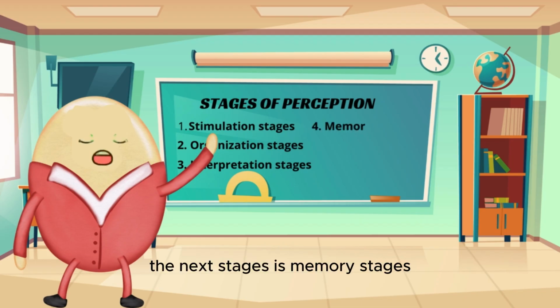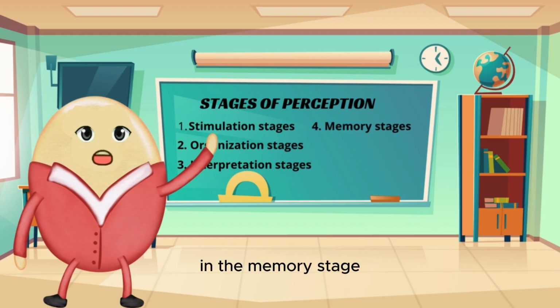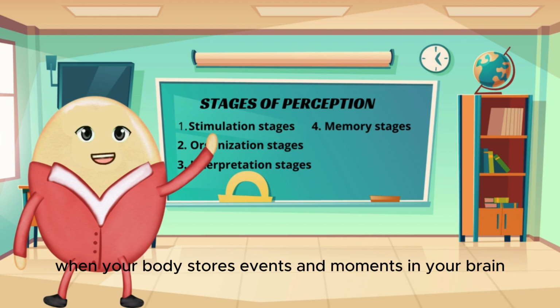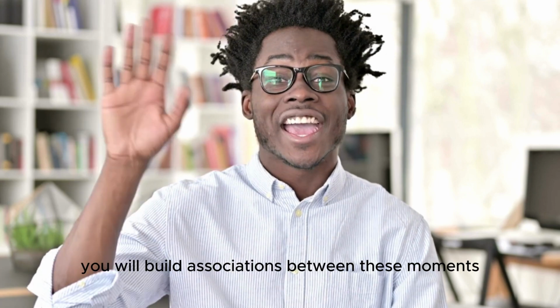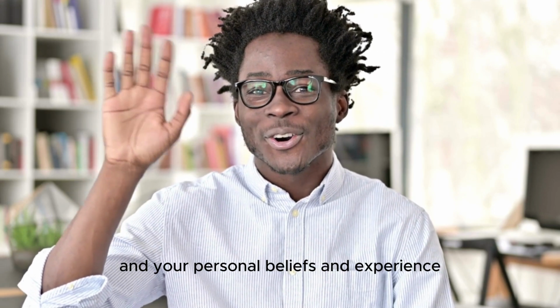The next stage is the memory stage. In the memory stage, when your body stores events and moments in your brain, they become part of your memory. You will build associations between these moments and your personal beliefs and experience.